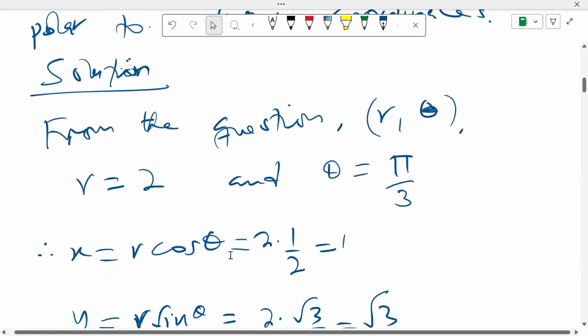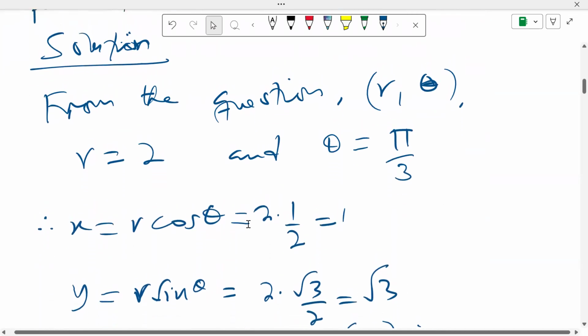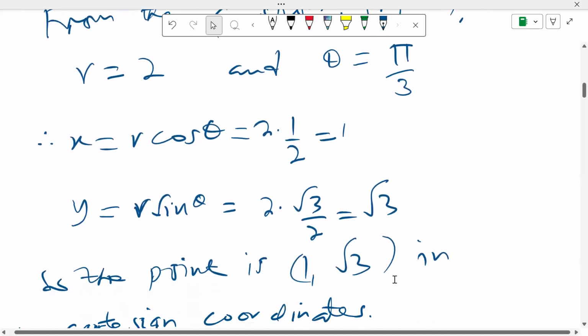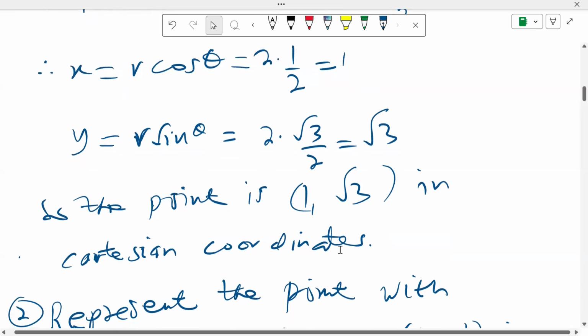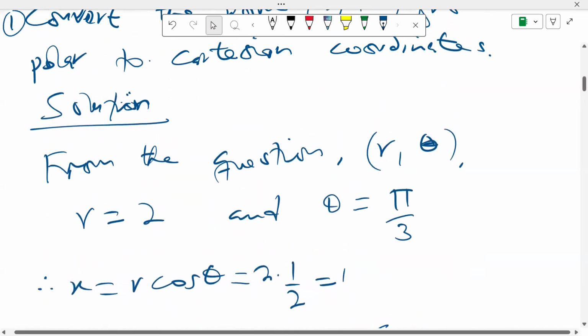Then from the known concepts that we know, our x will be equal to r cos theta, so 2 dot half, that is cos pi on 3 will give us that value. Then r sine theta for y, we get 2 dot root 3 on 2, then we get root 3. Now, the point we are looking for is 1, root 3. So our x is 1, our y is root 3 in the Cartesian coordinates. So look at the solution again.